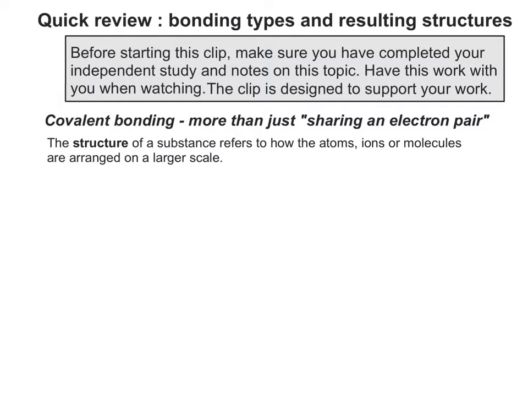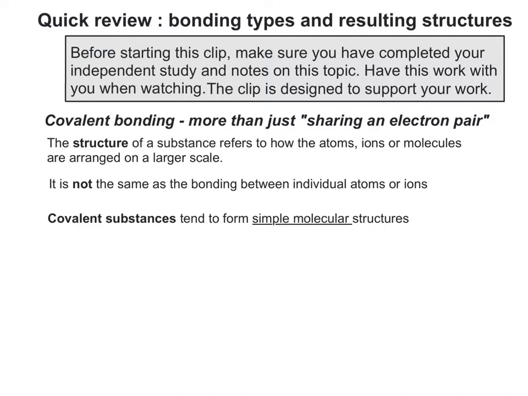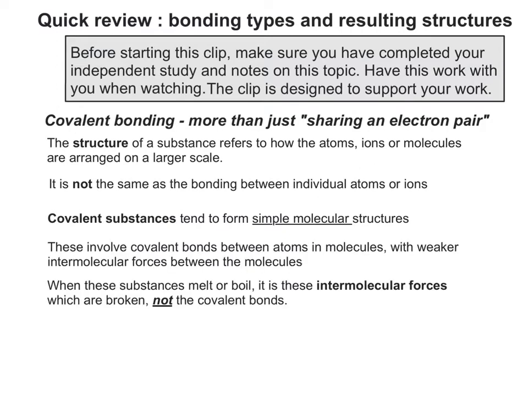So the structure of a substance refers to how the atoms, ions or molecules are arranged on a larger scale. It is not the same as the bonding between individual atoms or ions. So covalent substances tend to form simple molecular structures. So simple molecular structures involve covalent bonds between atoms and molecules with weaker intermolecular forces between them.